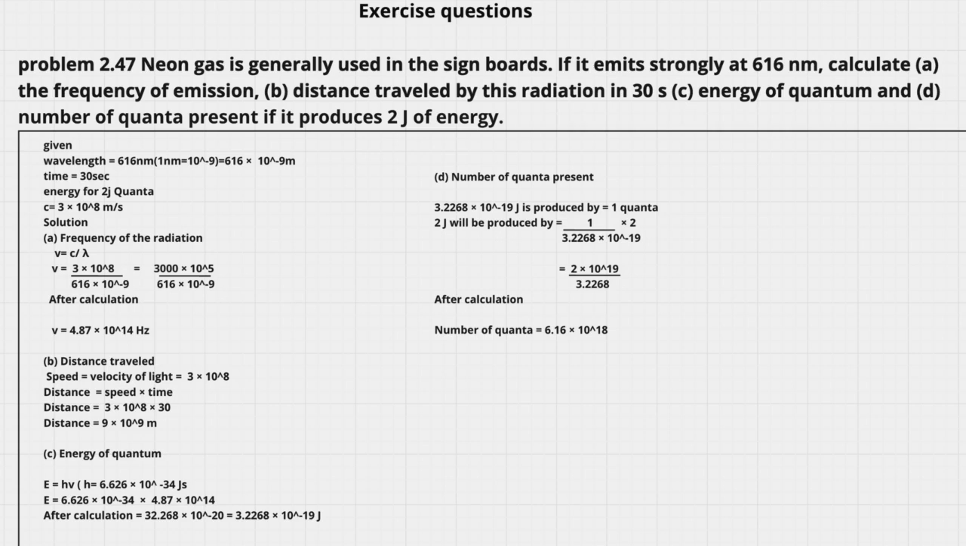D. Number of quanta present. 3.2268 times 10^-19 joules is produced by 1 quanta, so 2 J will be produced by 1 divided by 3.2268 times 10^-19 into 2, which is equal to 2 times 10^19 divided by 3.2268. After calculation, number of quanta is equal to 6.16 times 10^18.